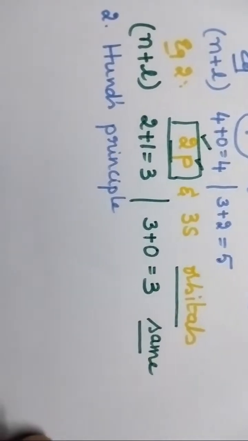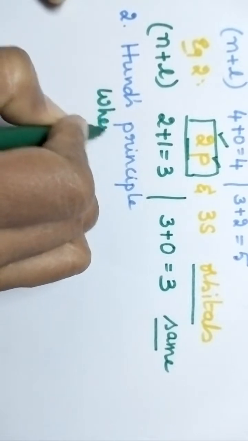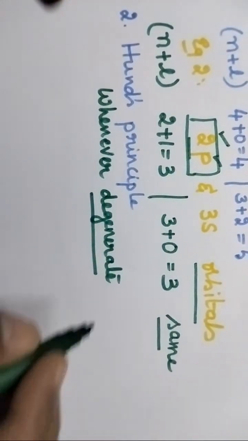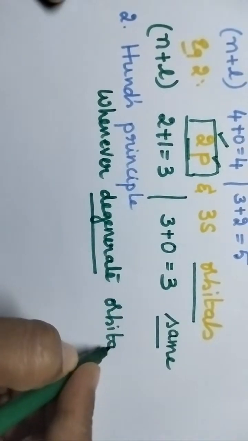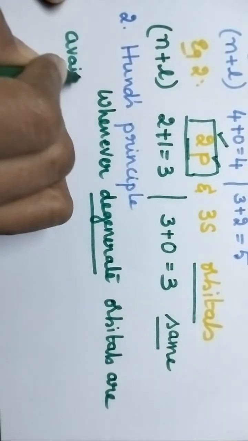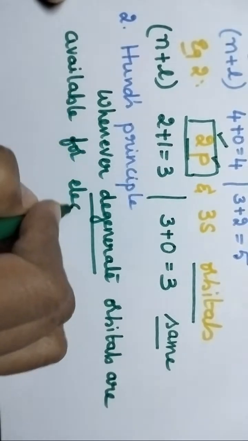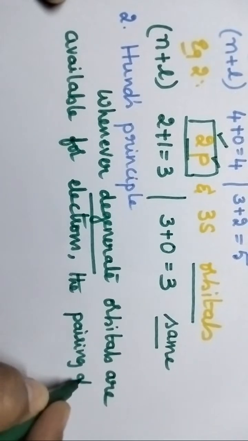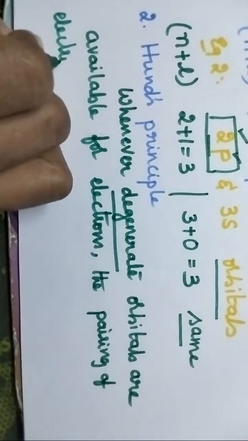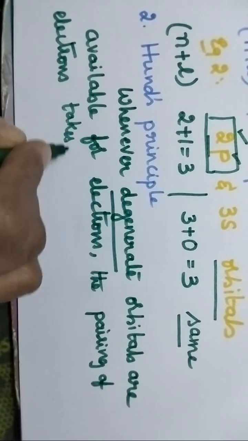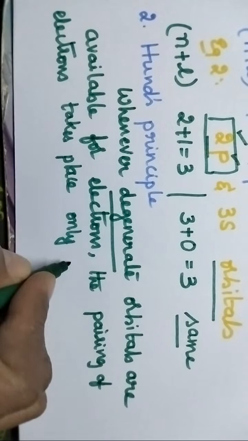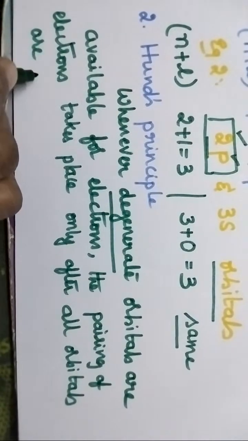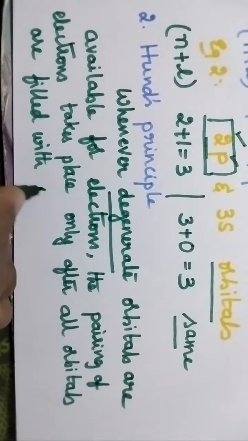Can you remember Hund's principle? Whenever degenerate orbitals are available for electrons, the pairing of electrons takes place only after all orbitals are filled with one electron each. Try to think what is meant by degenerate.